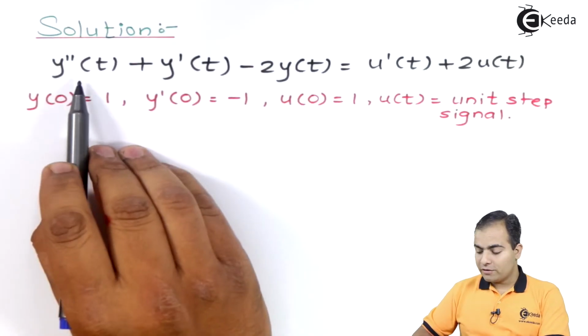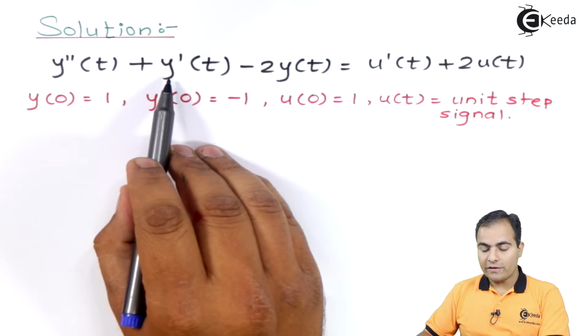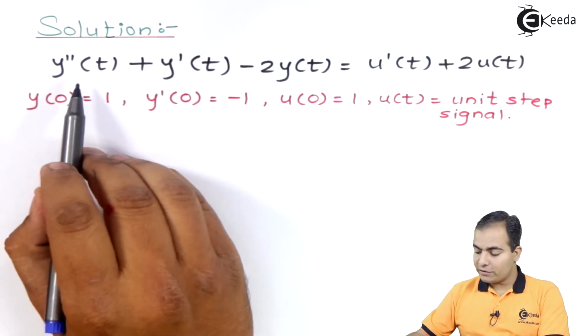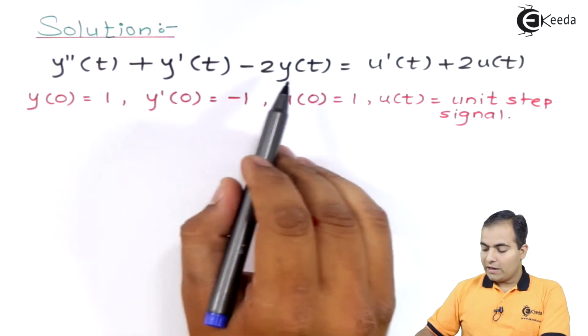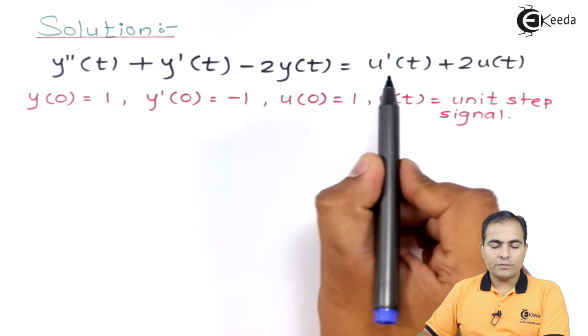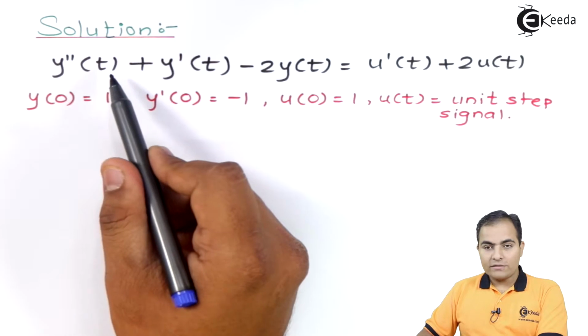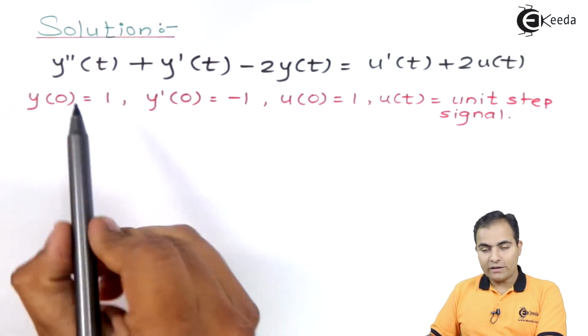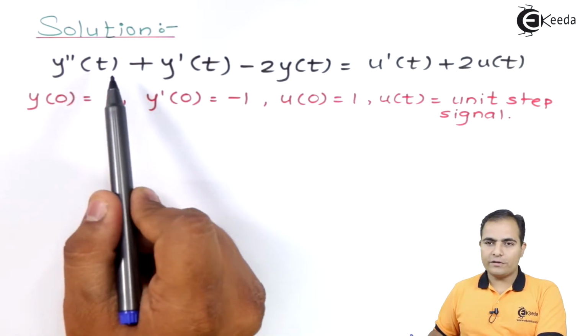Now, the question is, y double dash of t plus y dash of t minus 2y of t equals u dash of t plus 2u of t, where this u of t is my input signal and y of t is my output response. If you are able to find the Laplace transform, then at the end you have to find the inverse Laplace transform, and then you will get the output response or total response of the system.